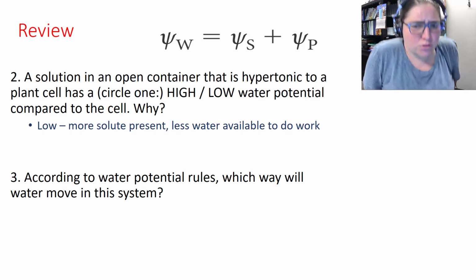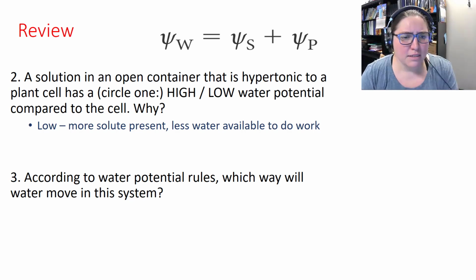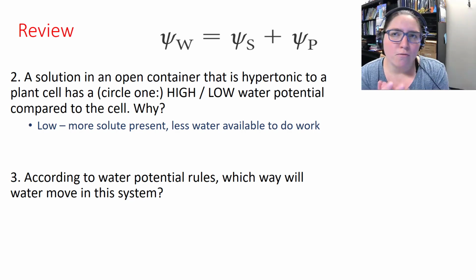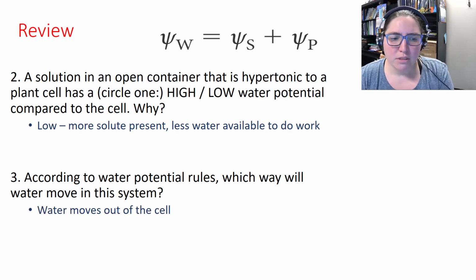According to water potential rules, which way will the water move in the system? Hopefully you know from before, if a cell is in a hypertonic solution, water is going to move out of the cell, right? So water is going to move out of the cell in this case.